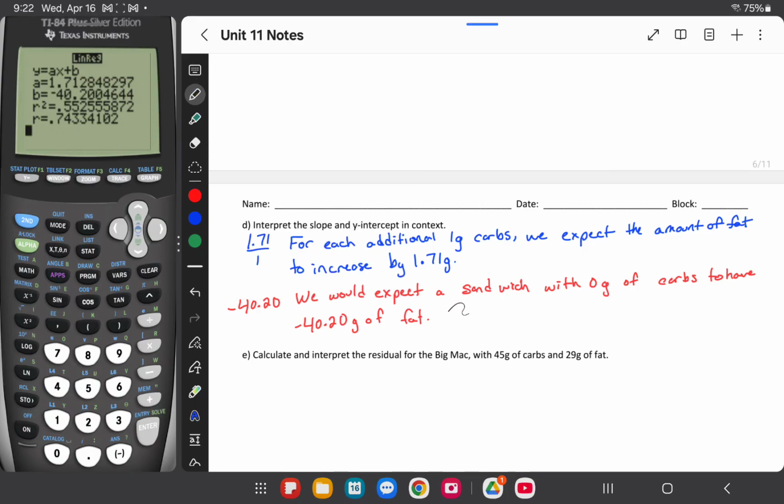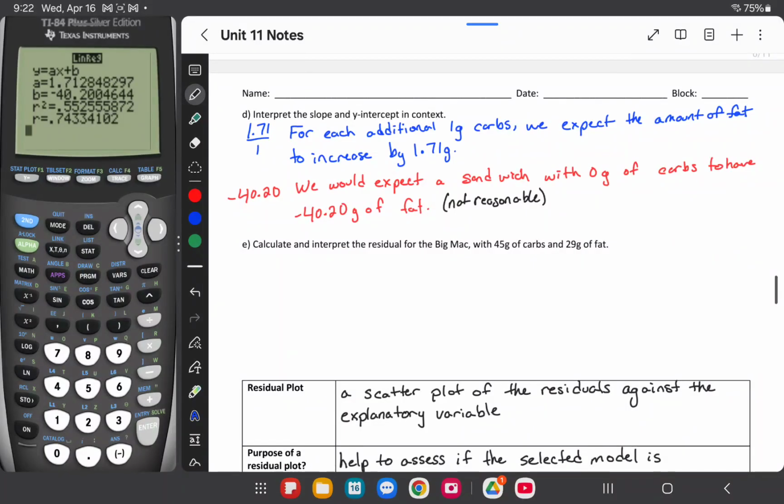Really, this interpretation is not reasonable. And so if I ask you to interpret it, go ahead and interpret it, but go ahead and say something along the lines of, it's not reasonable based on the context that we were given. Okay, next for part E, let's go ahead and calculate and interpret the residual for a Big Mac, which had 45 grams of carbs and 29 grams of fat.